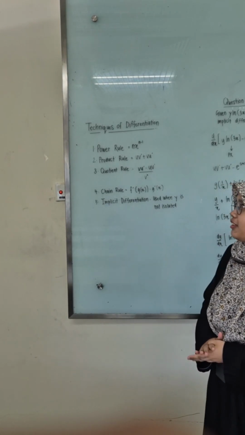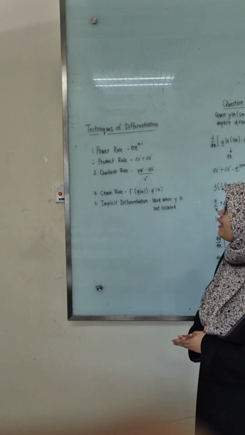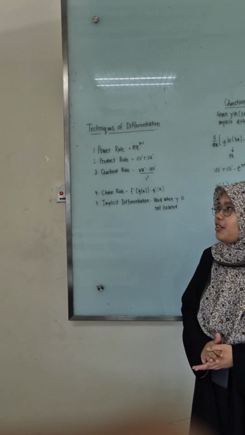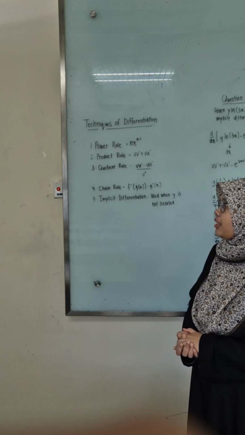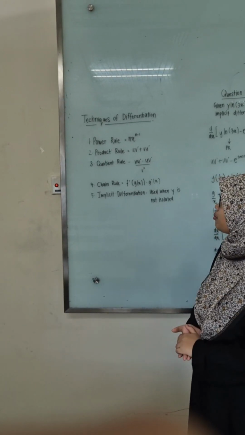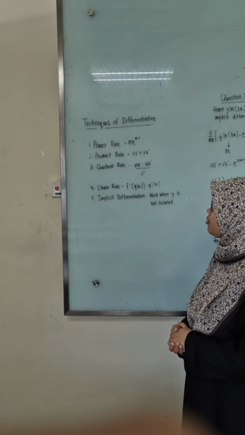We have 4 techniques that include the power rule. The formula is n x to the power of n minus 1. For the second one, we have the product rule. The formula is u v prime plus v u prime. For the third one, we have the quotient rule. The formula is v u prime minus u v prime over v squared.